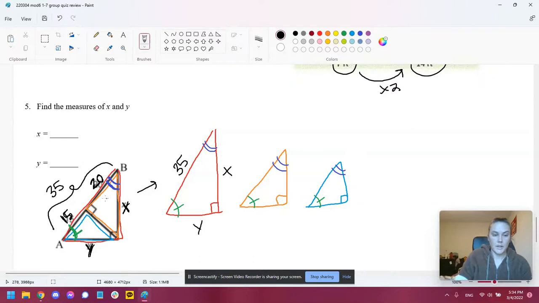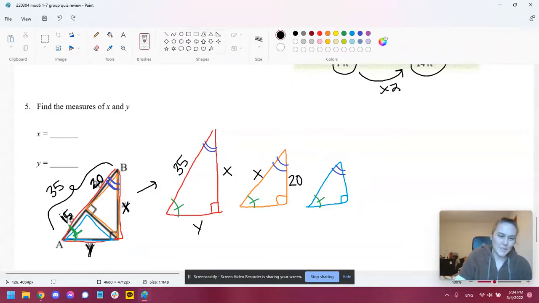Nice. In the orange triangle, I only have 20 and x. 20 is next to the blue angle, but on one of the legs, so the 20 should go here. X is the longest side, so I'll put x here. And then I don't have this triangle right here, so I'm just going to ignore it for now.